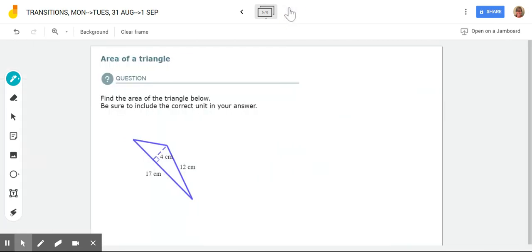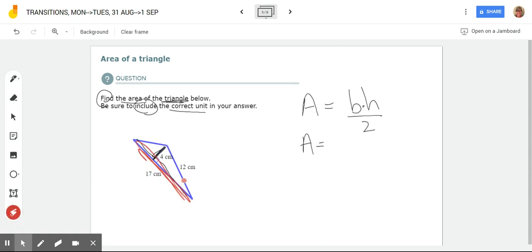Next one. Again, area. It says find what? The area of what? The triangle. Be sure to include the correct unit. Okay? Area of a triangle is base times height divided by 2. We're finding area, so we need the base. The base is the bottom where the right angle is. See the height right here? Okay? The base is always going to be the part that, if you lay it down, that right angle would be that way. Okay? So the base is 17. The height is 4, and we're going to divide that by 2.